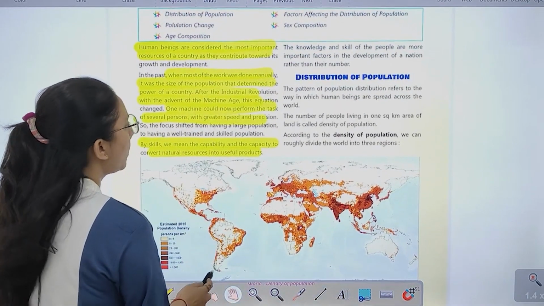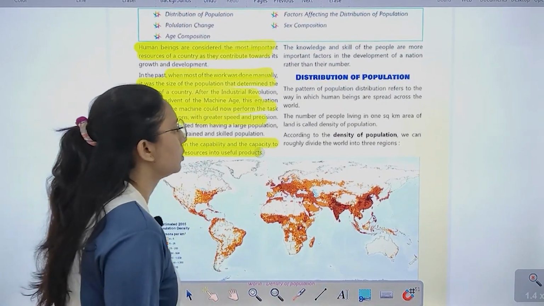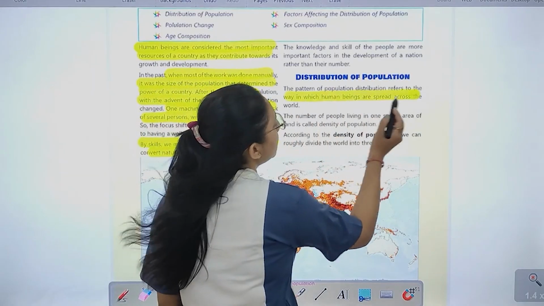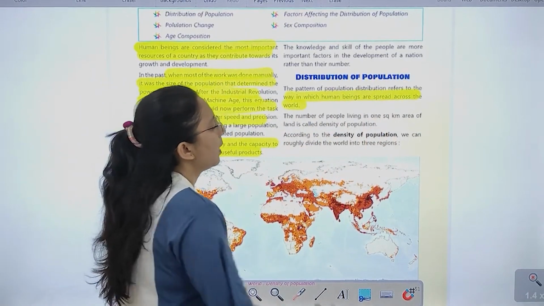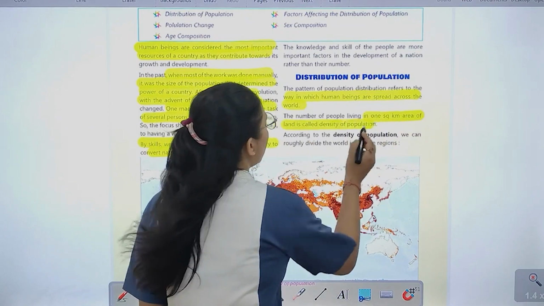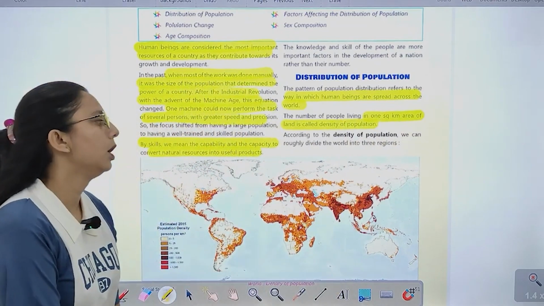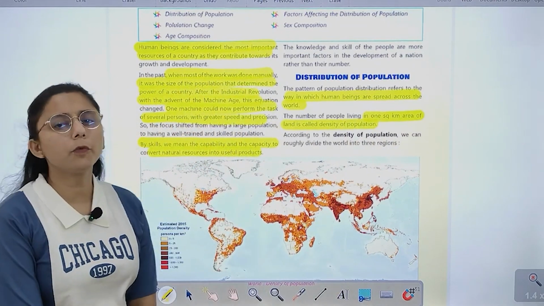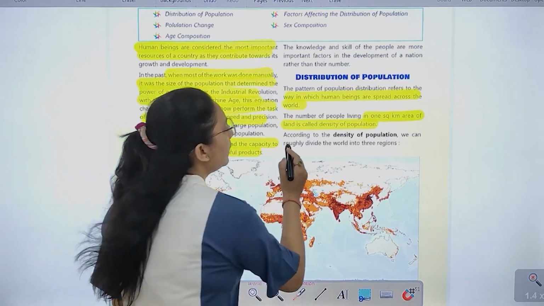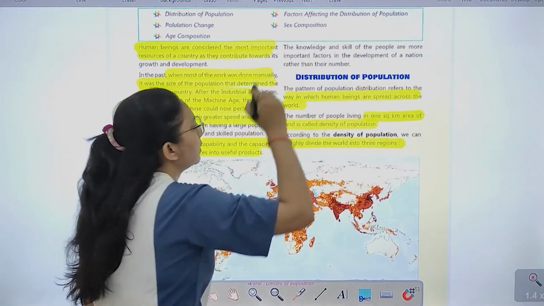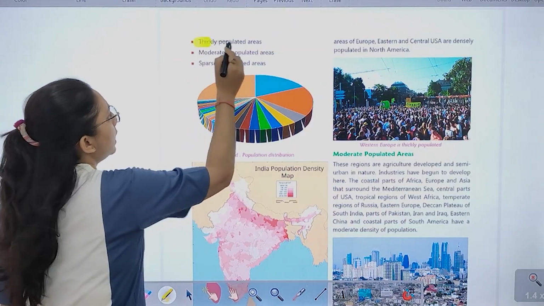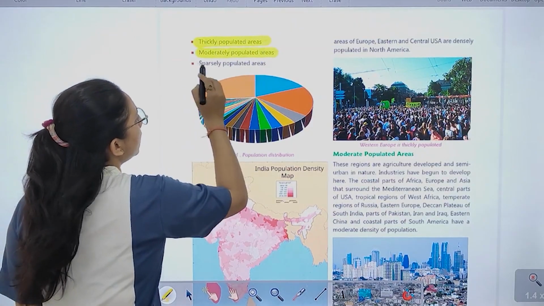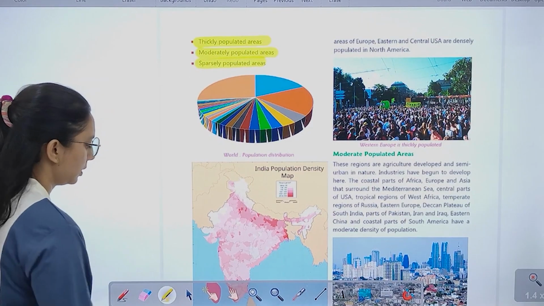Distribution of population, the pattern of population distribution, is the way in which human beings are spread across the world. The number of people living in 1 square kilometer area of land is called density of population. According to density of population, we can roughly divide the world into 3 regions. What are these 3 regions? They are thickly populated areas, moderately populated areas, and sparsely populated areas, right?